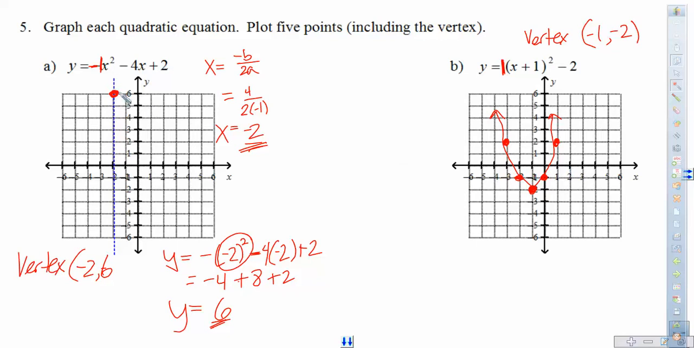Because it's a -1, we can go 1 and then down 1 from that vertex. Reset. Go 2 squares to the right. I can go 4 squares down. Make sure I count that properly. 1, 2, 3, 4. There we go. 2 for 1. There's that guy right there. Boom. Parabola.